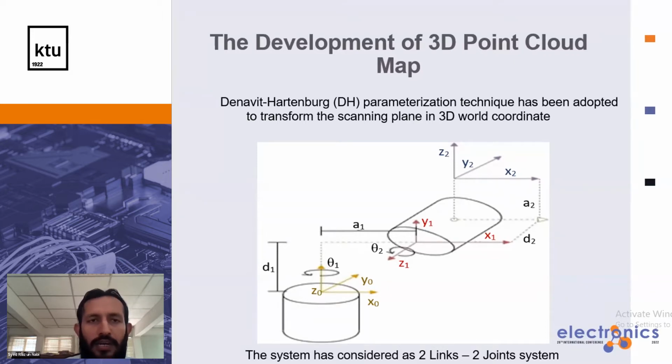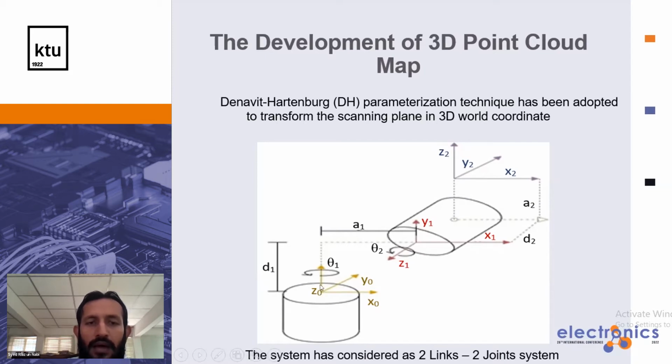Actually, we have utilized a very good concept of Denavit-Hartenberg (DH) parameterization, which we normally use to model the kinematics of simple robotic arms. Here we are presenting our system in two different joints. As you can see, the first joint is the one with the first green line, which I showed in the previous slide, and it has some angular displacement of theta 1, and we are assigning a local reference of x0, y0, and z0.